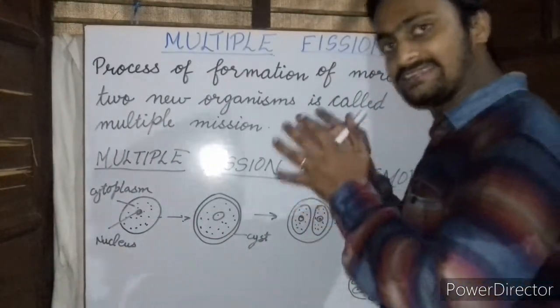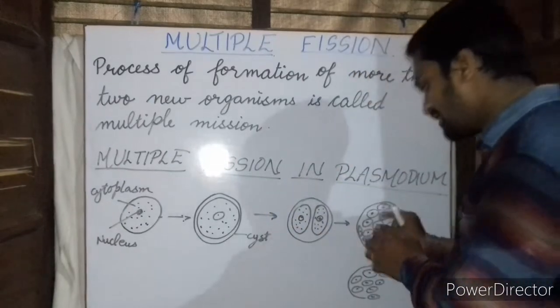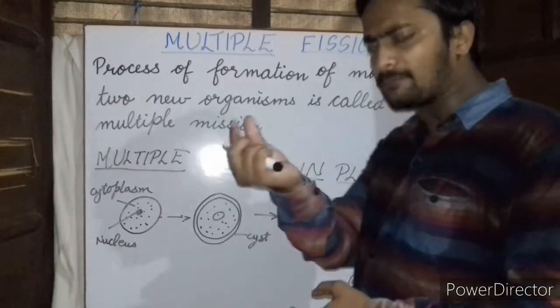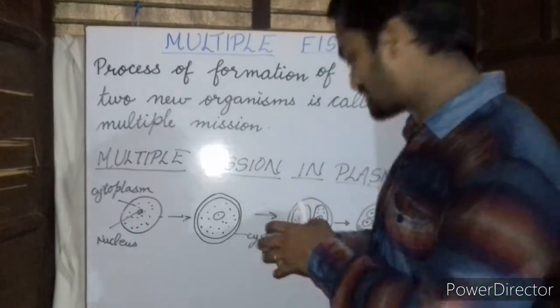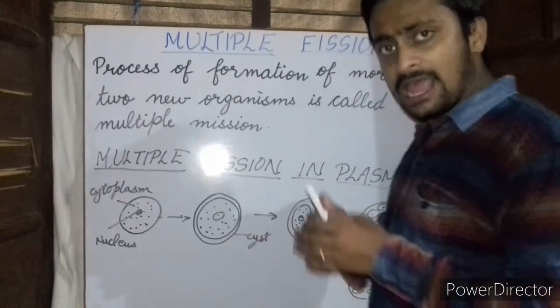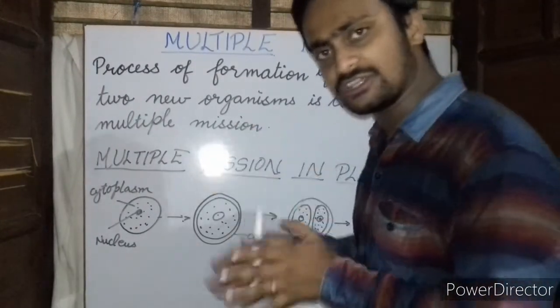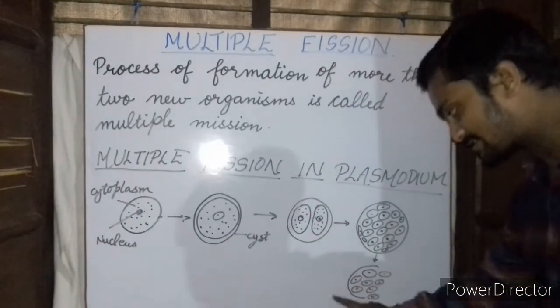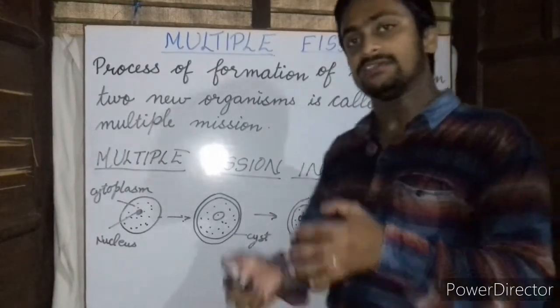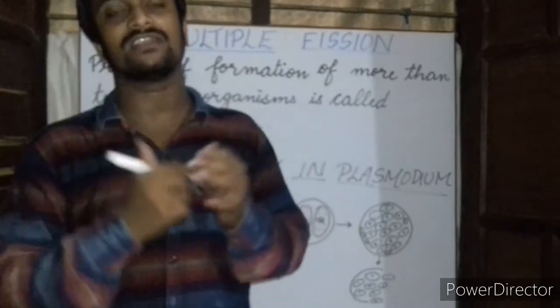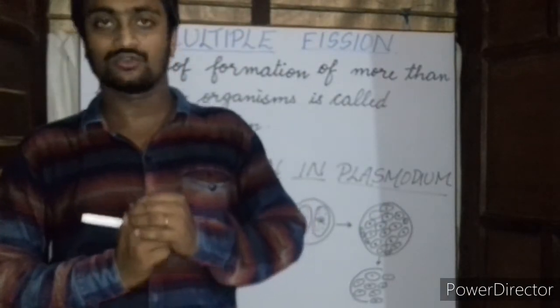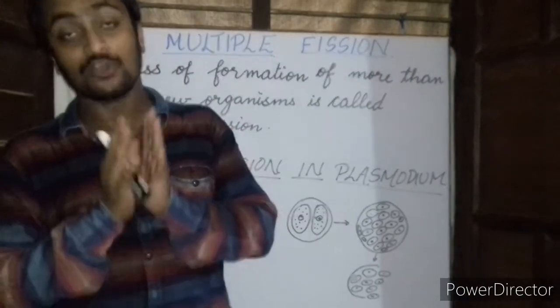Now further divisions also take place inside the cell, leading to the deposition of a small amount of cytoplasm and the nucleus in each cell. Now as soon as the favorable conditions arrive, this cyst is broken down and the plasmodium cells are released into the environment. So this was all about the process of fission.